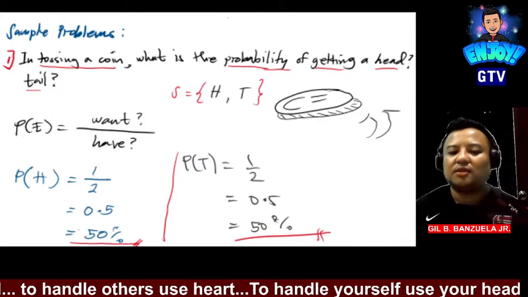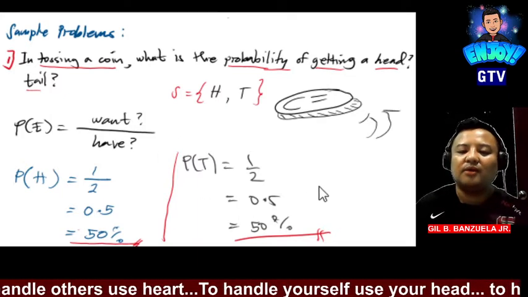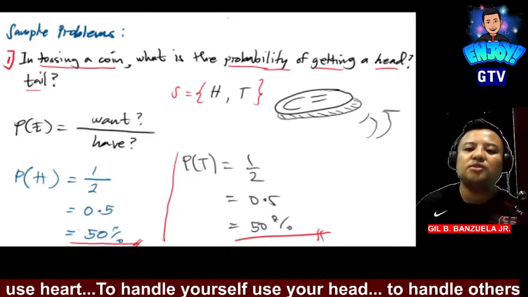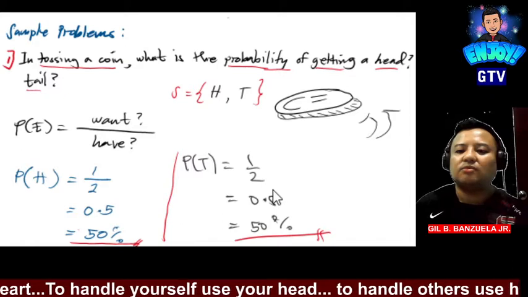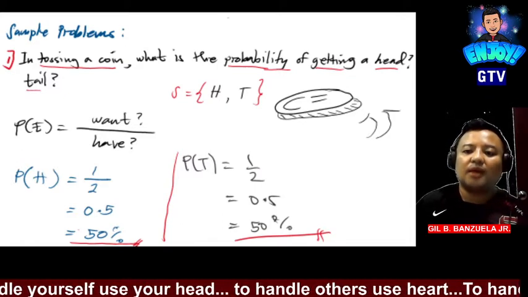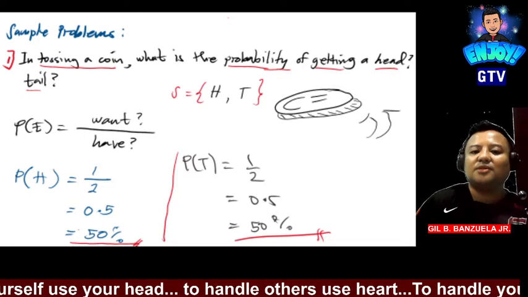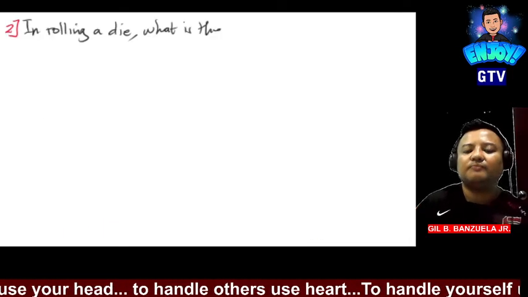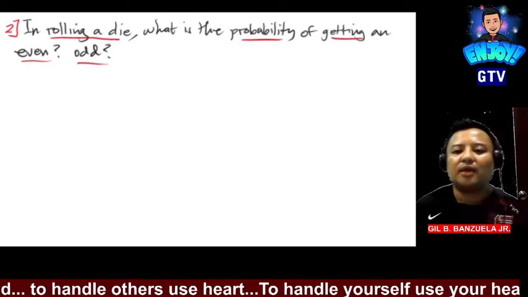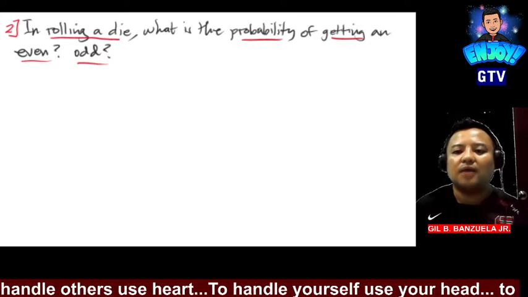I hope that the problem is very clear. Kung hindi, guys, you may always pause the video, then try to rewatch as many times as you want and need. And please don't forget to try using your pen and paper. Alright, so let's proceed to the second problem. This time, in rolling a die. Ayan, a regular die, a cube die.